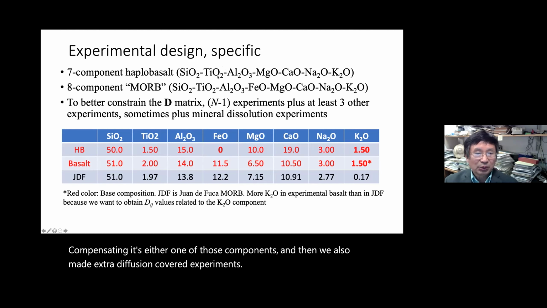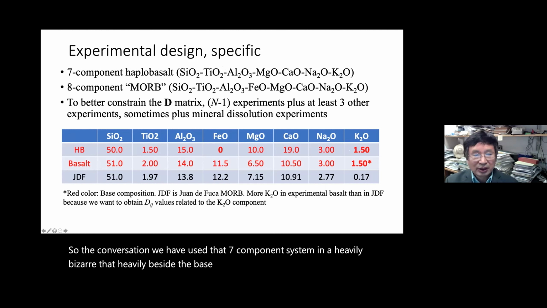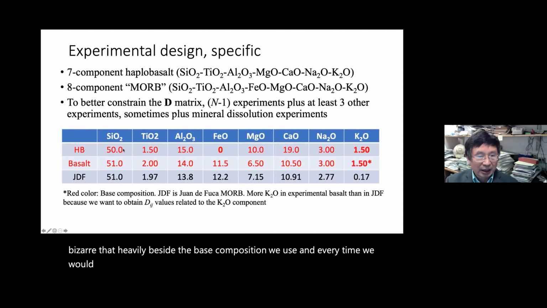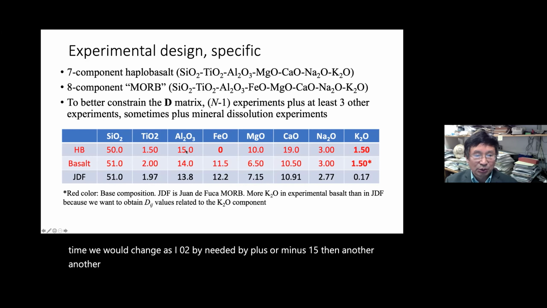So the composition we have used is a 7-component system in a haplobasalt. That's a haplobasalt, that's the composition. The base composition we use, and every time we would change SiO2 by plus or minus 1.5, then another component, for example, Al2O3 by minus and plus 1.5 weight percent.